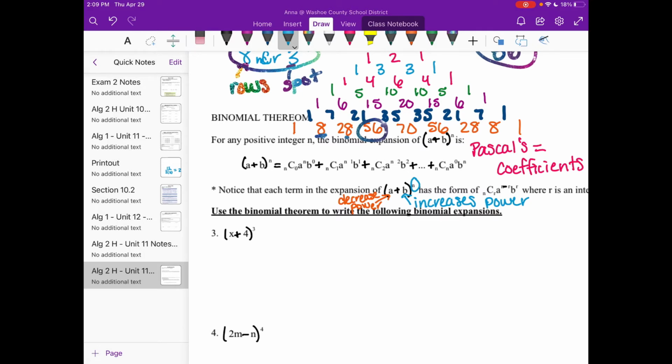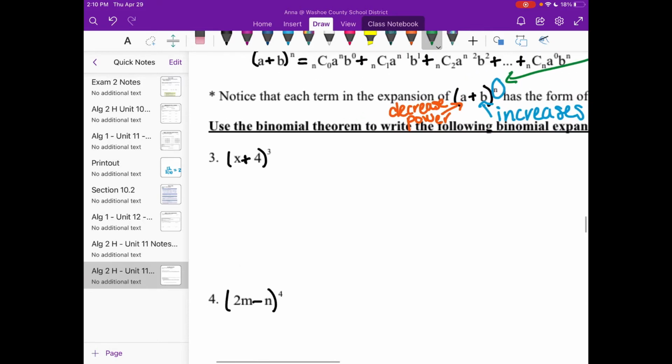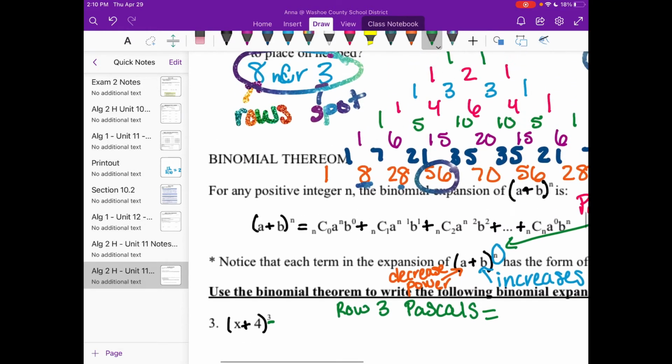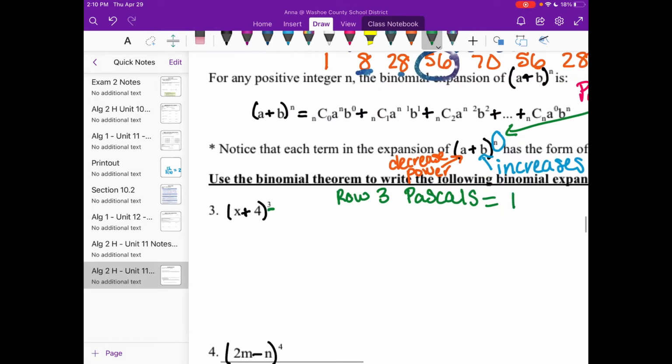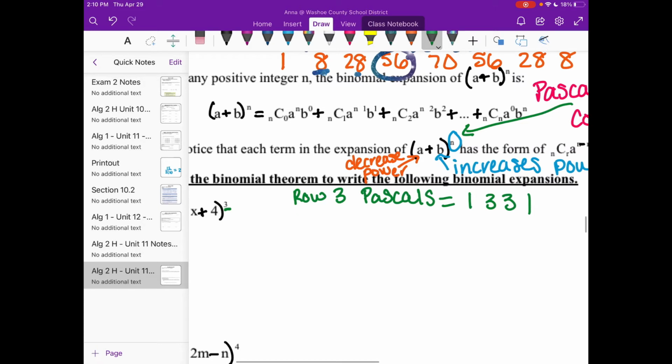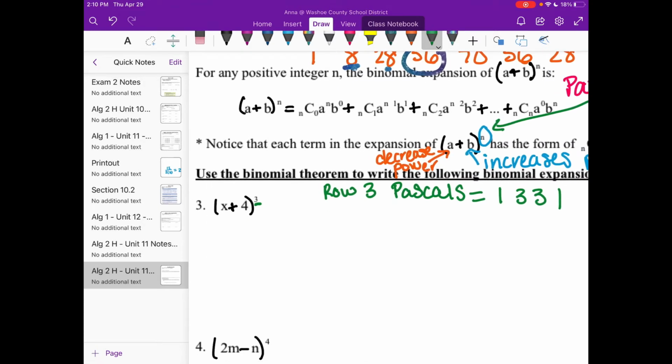All right. So for the first 3 of these, first we have to figure out our Pascal's coefficient. So the power determines what row in Pascal's triangle you're looking at. So if I'm looking at the first one, I have x plus 4 cubed. So I'm looking at row 3 in Pascal's triangle. Okay, row 3, I can just go up to the problem I just did. Row 3 is right here, 1, 3, 3, 1.